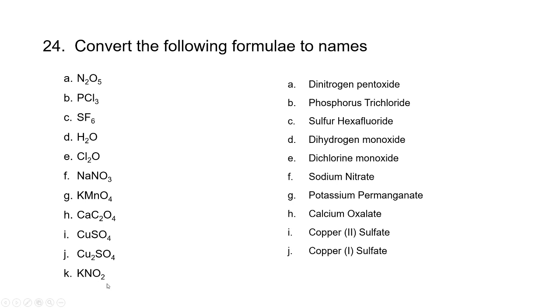Last but not least, I have KNO2. I know that K here is potassium, and I know that NO2 is not nitrate, which is up here, but rather nitrite. It has 1 less oxygen, so it's nitrite. So here I have potassium nitrite. Lastly, I have LiClO4. Li is lithium, ClO4 is perchlorate, so here I have lithium perchlorate.